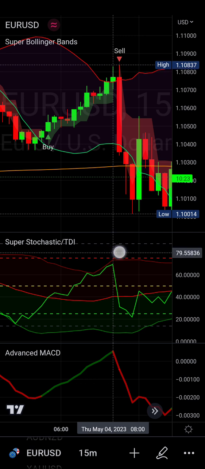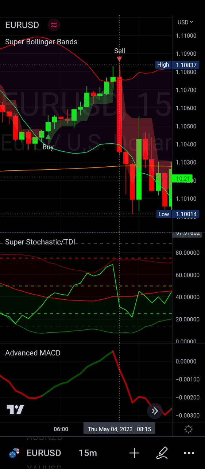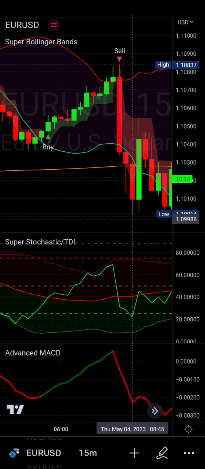So look at the candle. 8:30 a.m., you got a sell signal. Look at that, 8:15, 8:45. 8:30 was the candle before this. You would have missed the first initial candle at 8 a.m., but you would have caught these two. You would have still caught 200, 300 pips. It's dope, right?